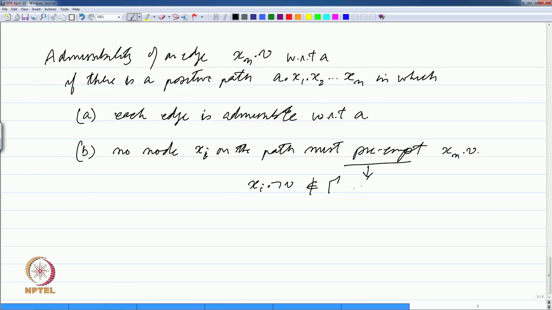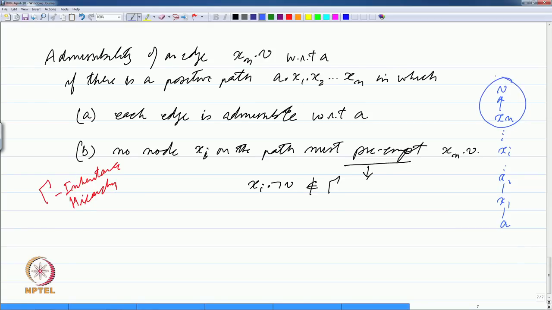So, I am not using this notation. This notation basically says that it is the inheritance hierarchy. We will just give it a name tau. So, we are saying that on this path, which is going from A to x 1 to x 2 to x i to x n to v, we are talking about the admissibility of this edge x n to v, which of course will apply to any edge in general.